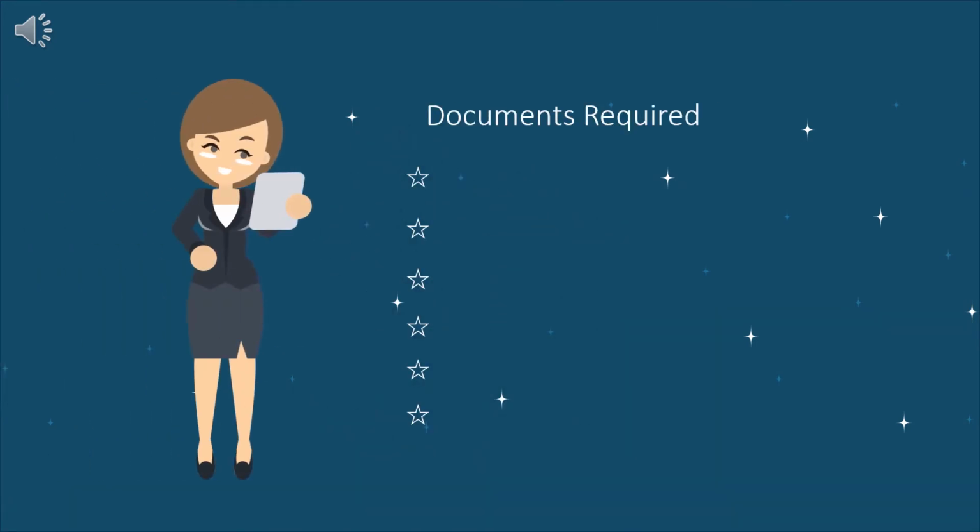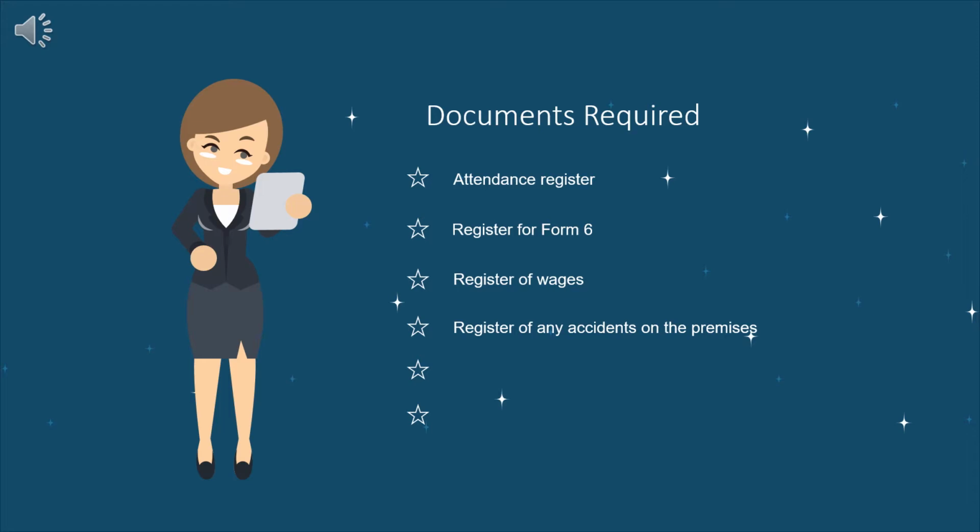Documents required to file ESI returns: attendance register, register for Form 6, register of wages, register of any accidents on the premises, inspection book, monthly challan.